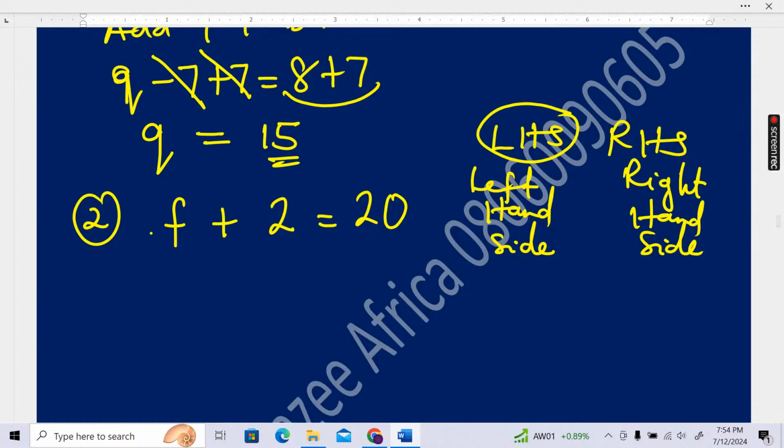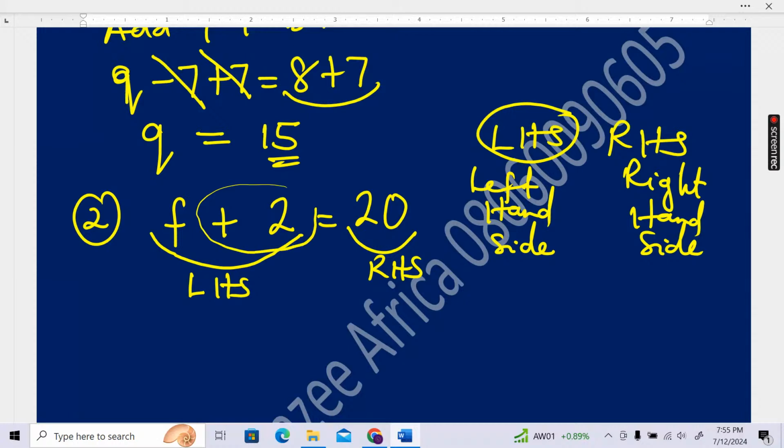So on the left hand side, we have F plus 2. On the right hand side, we have 20. So this is my RHS. This is my LHS. Now for me to get rid of plus 2, because I need to make F stand alone, the opposite of plus 2 is minus 2. Don't forget I told you that minus is the opposite of plus, or plus is the opposite of minus.